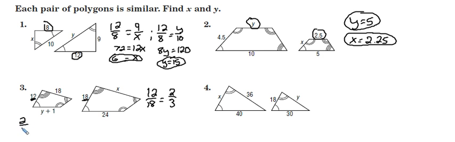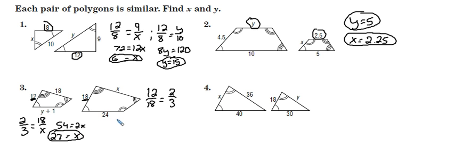So in order to solve for x, 2 over 3 is equivalent to 18 over x. And then we can cross multiply. If I take 18 times 3, I get 54. And then 2 times x is 2x. Divide both sides by 2. 54 divided by 2 is 27.